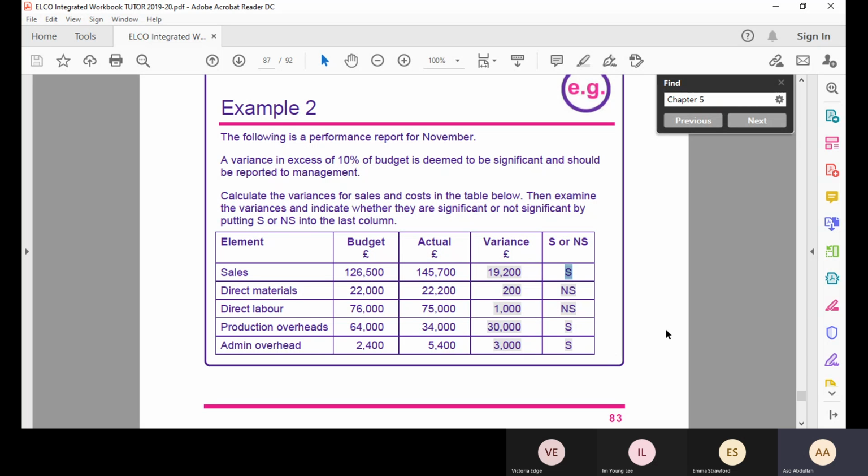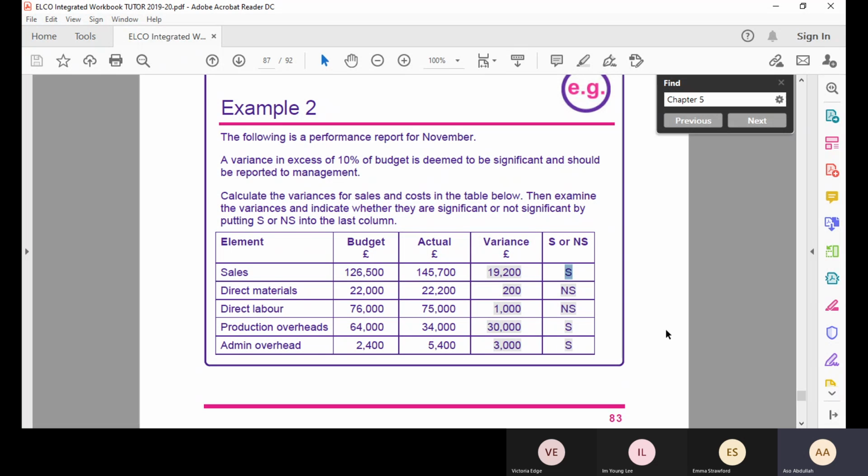For labor, again, the difference is only £1,000. It is not significant. Production overhead, you can see the difference is 30,000. For sure, this is significant. The variance is closer to 50%, 48 and something percent.